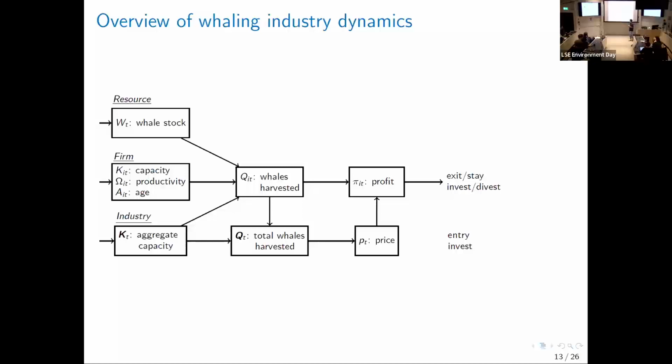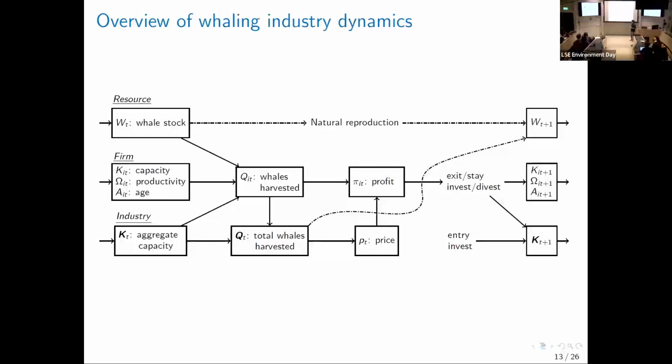And there are also potential entrants, so they make an entry decision. If they enter, they will also make an investment decision. At the beginning of the next period, the state variables will be realized. Importantly, the whale population of the next period is determined by the current period population and the natural reproduction rate, and also the total number of whales harvested in this period.